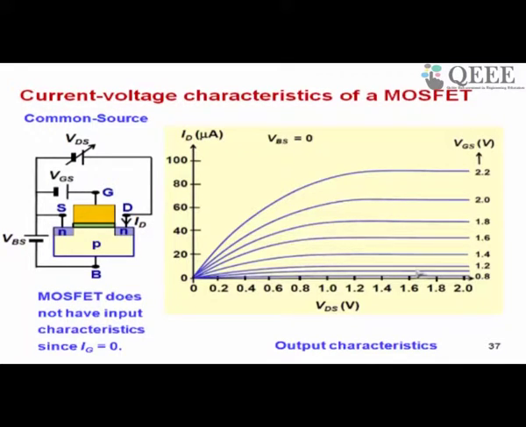Now we don't have any input characteristics for MOSFET, current voltage input characteristics, because the controlling terminal, namely the gate, does not allow any current. So this is one more difference between the MOSFET and the BJT. BJT has input current voltage characteristics, but MOSFET does not have.